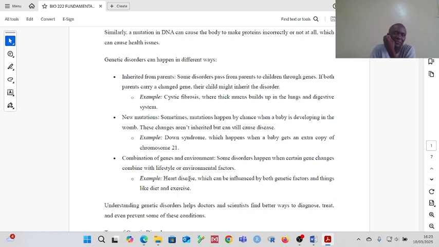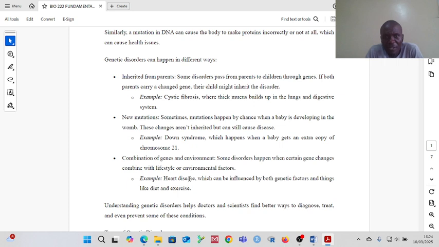Okay, the example we give here is Down syndrome, which happens when a baby gets an extra copy of chromosome 21. None of the parents had it, but here the child now gets an extra copy of that chromosome 21.